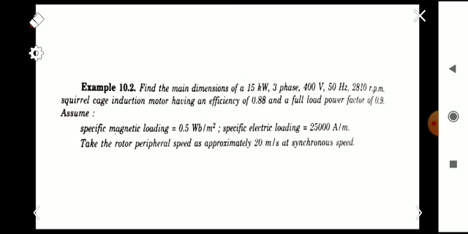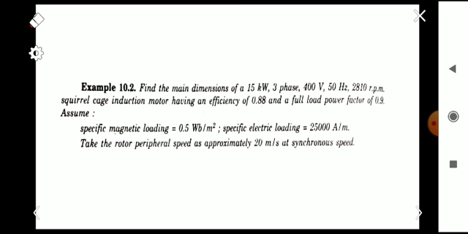So in the last videos we just discussed some problems based on the design of induction motor, three-phase induction motor. So today also we are designing an induction motor, that is we are mainly finding its main dimensions.